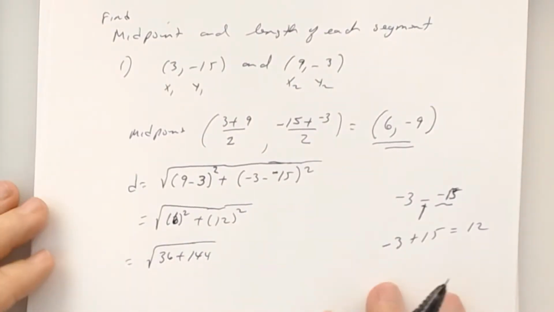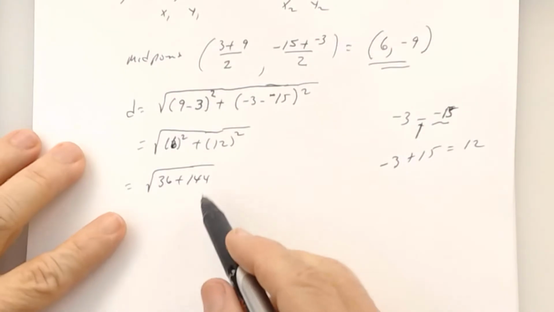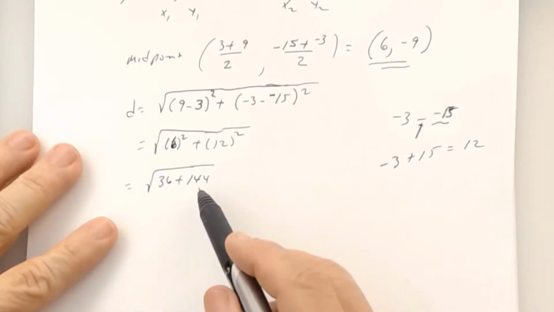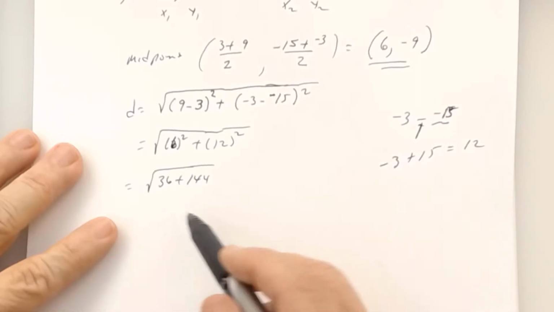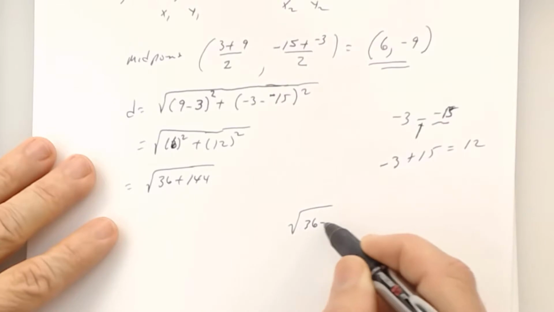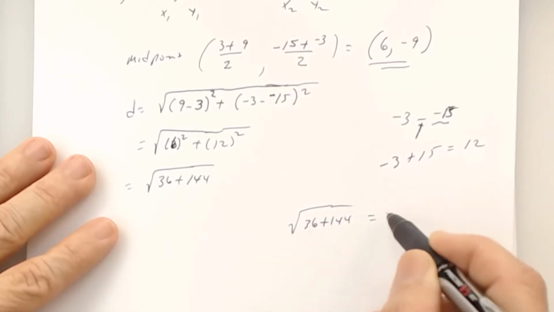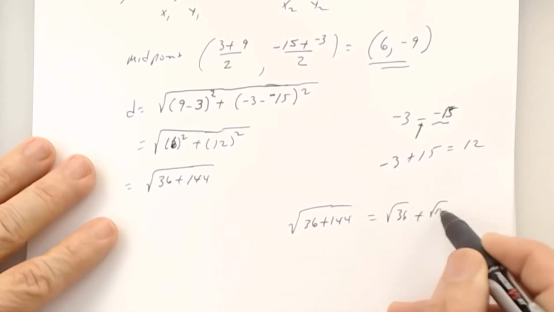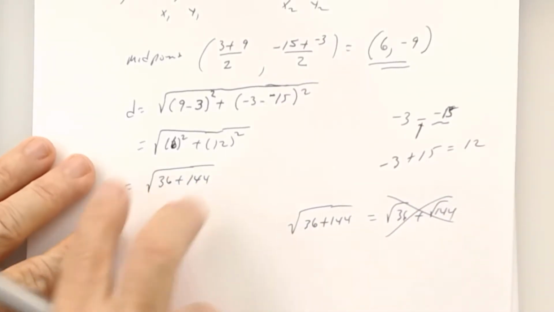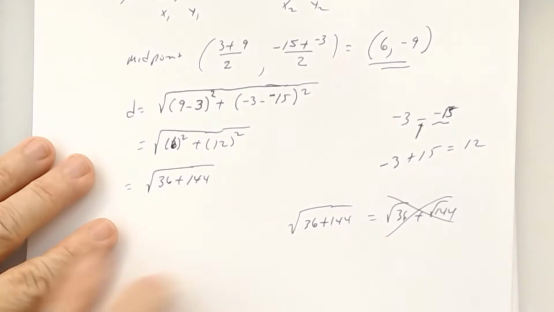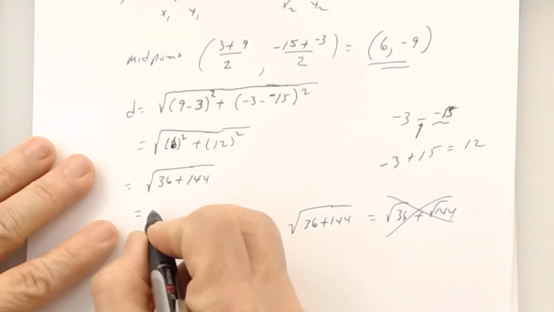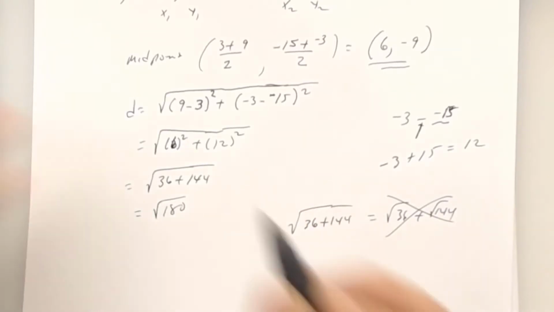144. Now, here's where some of you are going to make a mistake. You're going to say, well, I can write this as the square root of 36, which is 6, plus the square root of 144, which is 12. That's not true. Okay, do not make this mistake. Do not say that's the square root of 36 plus the square root of 144. You cannot do that. You have to add and then take the square root. So what do I get when I add? You said 180? Okay. And so there's your distance.